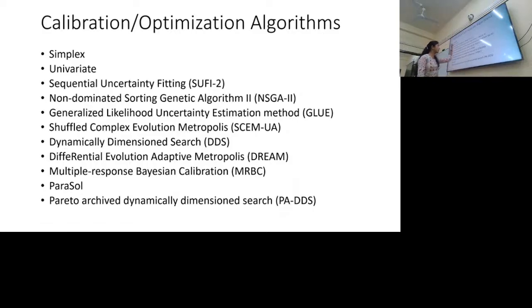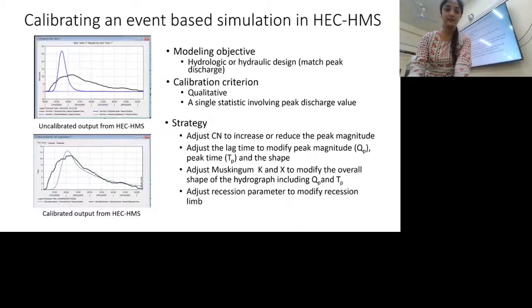These are different algorithms available for HEC-HMS. These are the two algorithms available: simplex and univariate gradient. For other hydrological models, you can get other algorithms, like SUFI-2, which is available in SWAT. So we have to select this already, then it is okay.